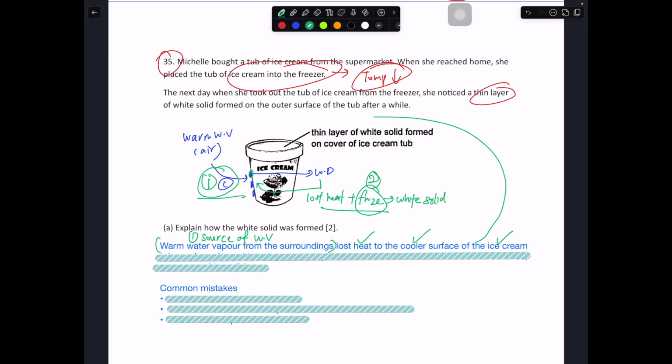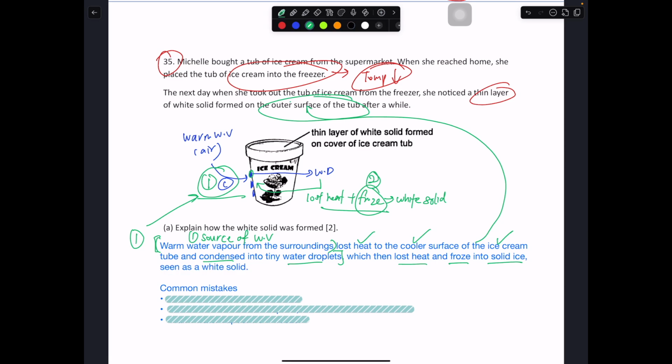So can you see that there's a clue here? This is the clue that you probably need to use: a cooler surface of the ice cream tub. So what happened? It will condense into water droplets. So this is your condensation, done. Then you can add on, which then lose heat and freeze into white solid ice, seen as the white solid. You can wrap up the whole thing so that it links very nicely to this part. This is the second portion: condensation followed by freezing, at least for this case.